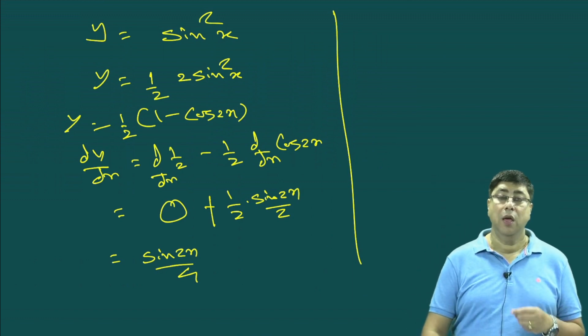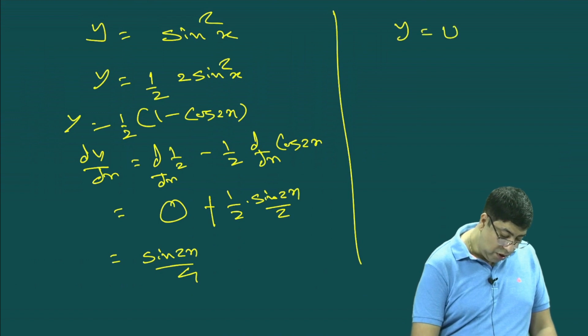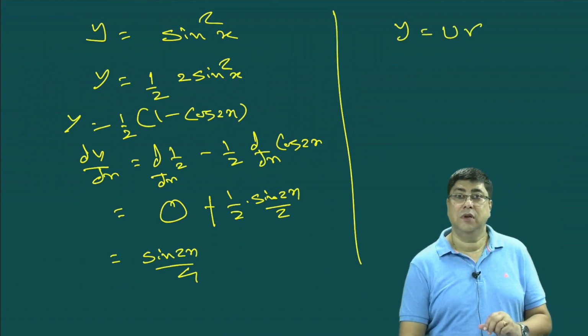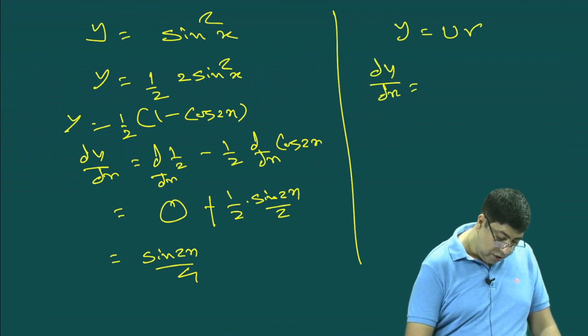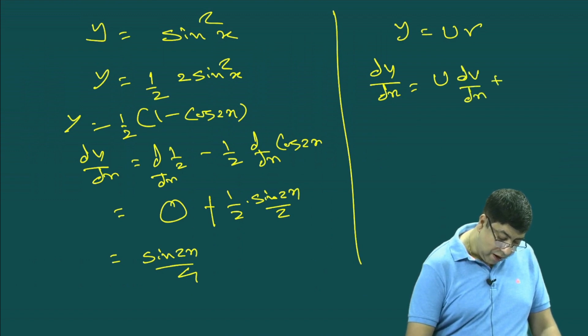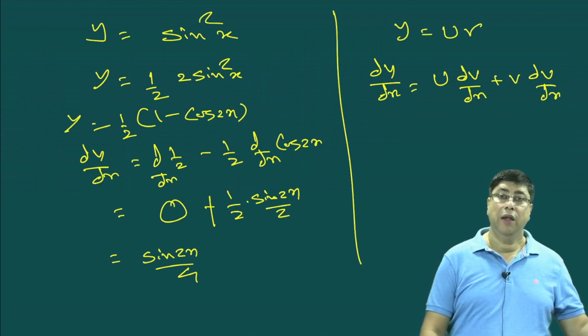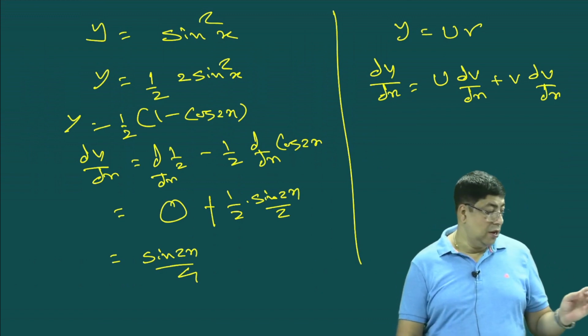Now let us introduce the product form in differentiation. So y equals u into v is a product form. u is one function, v is another function. So what is the product form? d dx, it is very popular: d dx is u into derivative of v plus v into derivative of u. Okay, so this is the product form. Out of the two functions, you can take any function as u and any function as v.